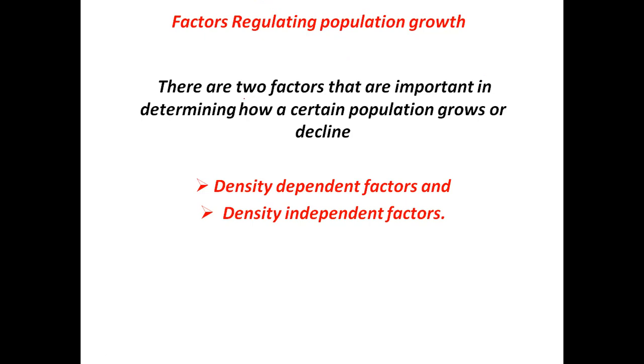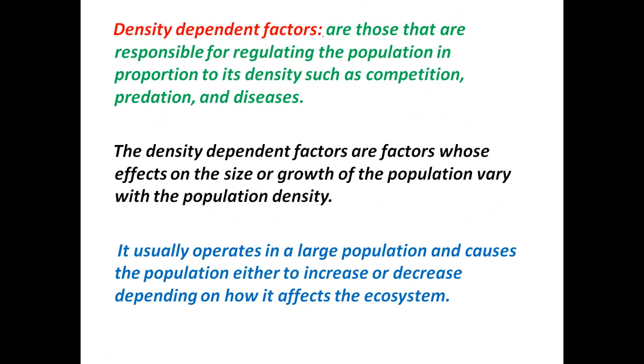There are two main factors that are very important, that help us in determining how a certain population grows or declines. Those two factors we call density dependent factors and density independent factors. So what are density dependent factors? These are the factors that are responsible for regulating the population. Regulating means controlling or maintaining. So those factors that are responsible for controlling or regulating the population in proportion to its density. For example, we have competition, predation, diseases, etc.